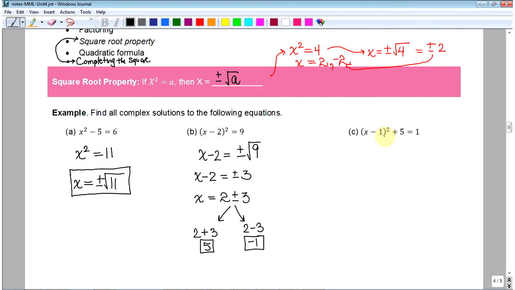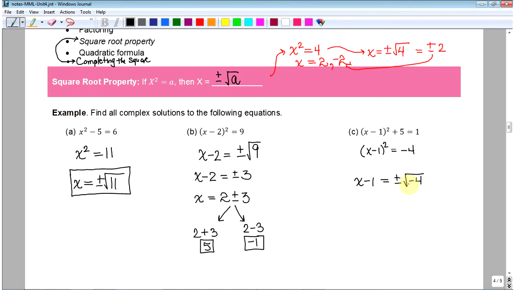For part C, first thing we need to do is get the squared part by itself. So I'm going to subtract 5 from both sides to get x minus 1 quantity squared equal to negative 4. Now that my squared part is by itself, I can take the square root of both sides. So I'll have x minus 1 is equal to plus or minus the square root of negative 4.